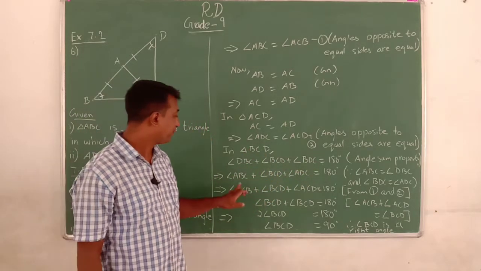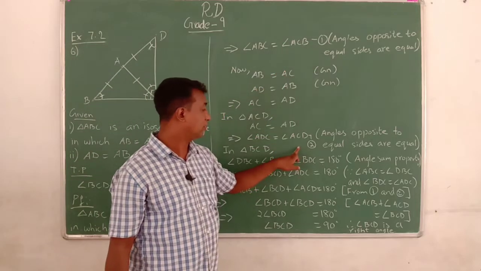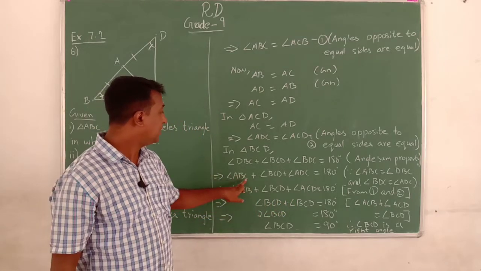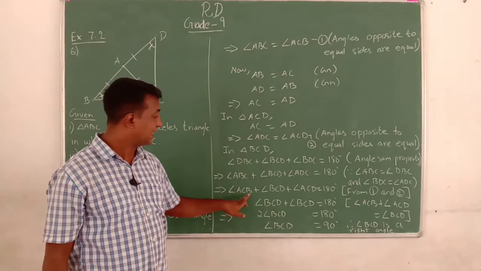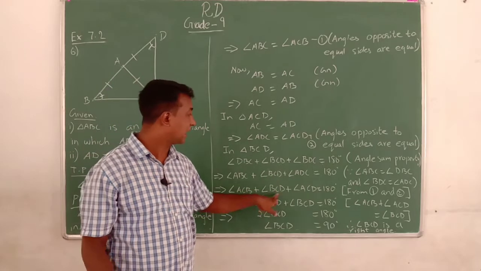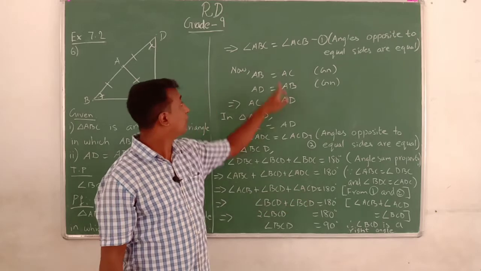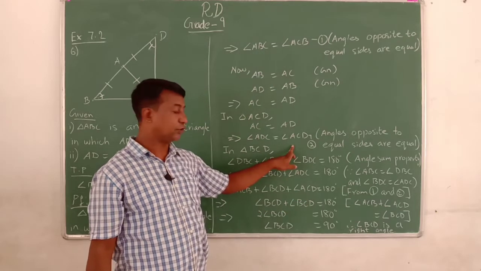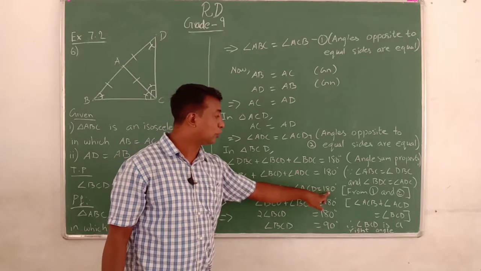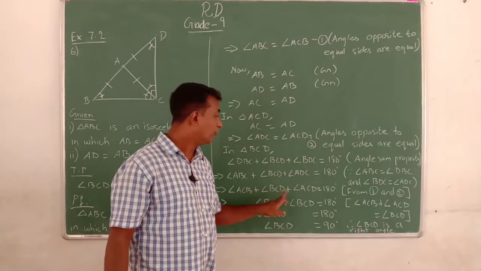Here, just check from equations 1 and 2. We can replace these things, no? ABC can be replaced as ACB. BCD will be written as such, and once again angle ADC is replaced as ACD. From equation 1 and equation 2 I have just changed here, that will be equal to 180 degrees.